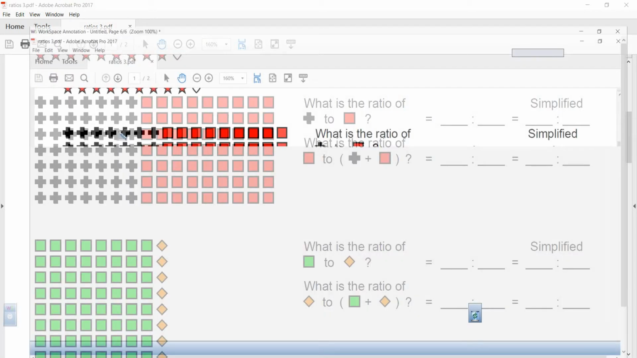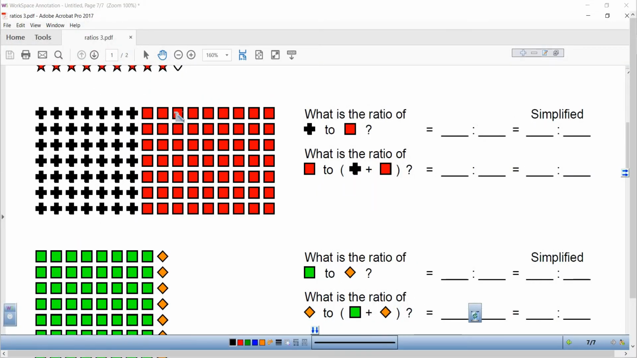All right, here I have black pluses to red squares. So again, I'm going to find out my total for my unsimplified ratio. Let's go ahead and count here. 1, 2, 3, 4, 5, 6, 7 going across, right? 1, 2, 3, 4, 5, 6, 7 going down. So what is my total? My total is 7 times 7, or 49. So I have 49 black pluses.